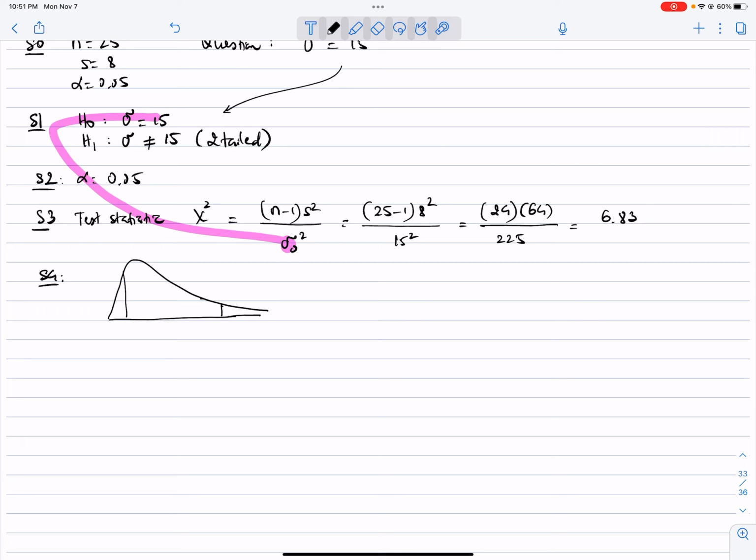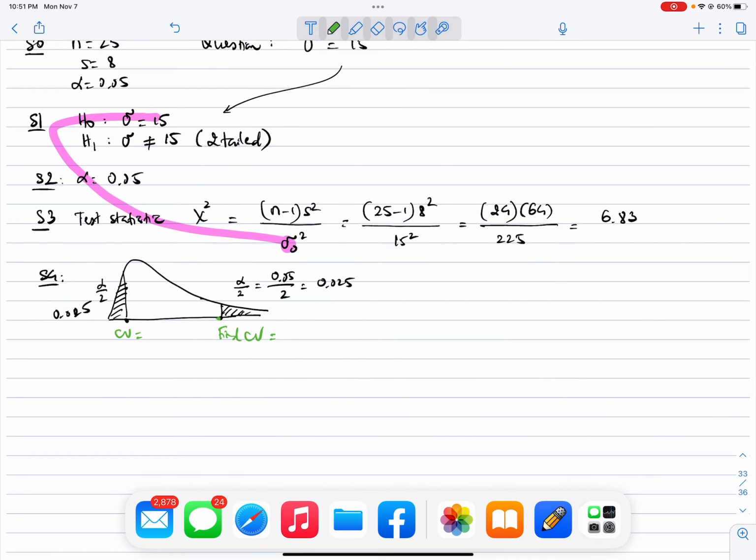Because we have two tails, we use alpha divided by 2. If it were one tail, it would be alpha only, not divided by 2. So we put this for the shaded regions: 0.05 divided by 2 is 0.025 for both sides. And then we need to find the CV. CV is the critical value. So we will go to GeoGebra.